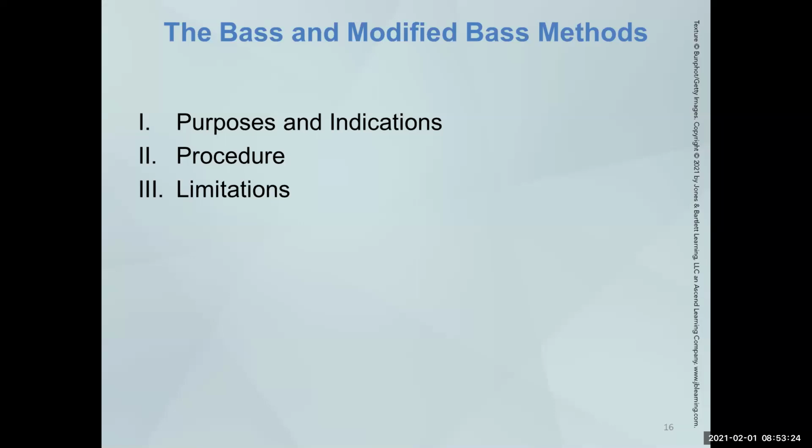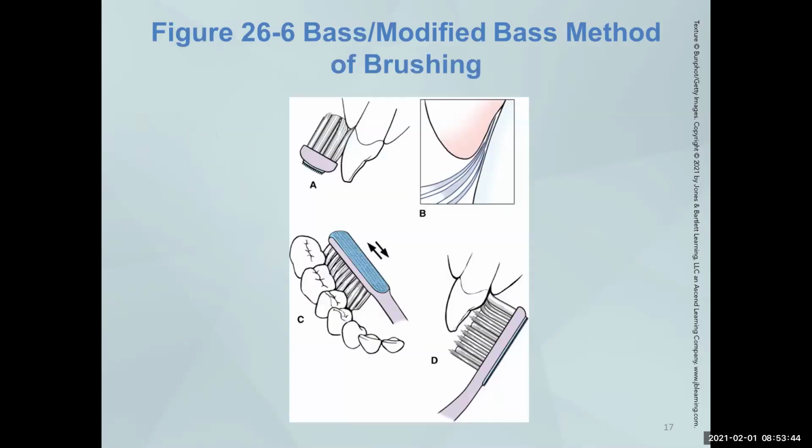But with this, you're going to direct the filaments apically. So that's up for the maxillary and down for the mandibular, apically. And you position the filaments parallel to the long axis of the tooth. Parallel to the long axis of the tooth, all right? And then you angle it, bringing this down just a little bit, and you're shimmying, making tiny little wiggles or vibrating, trying to get those bristles of the brush underneath into the sulcus.